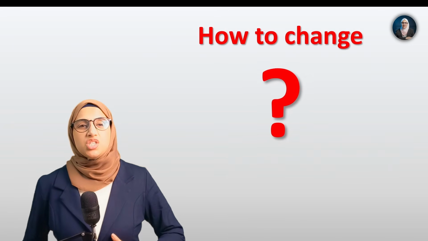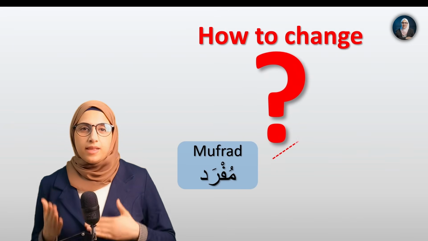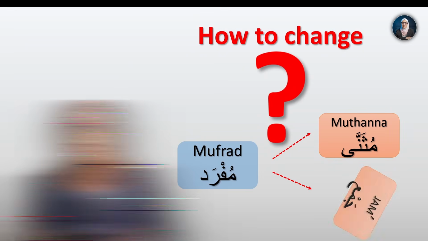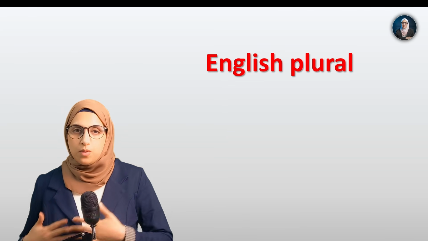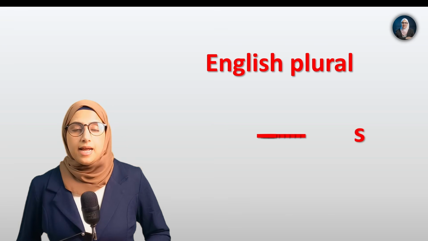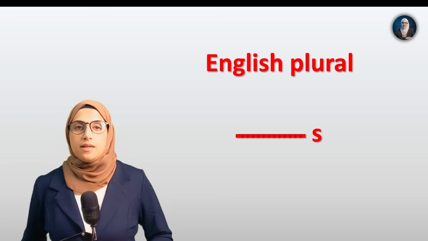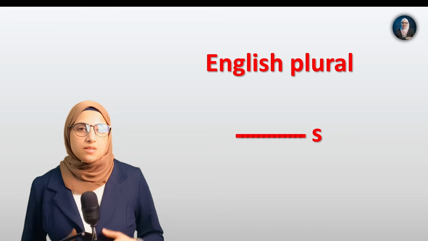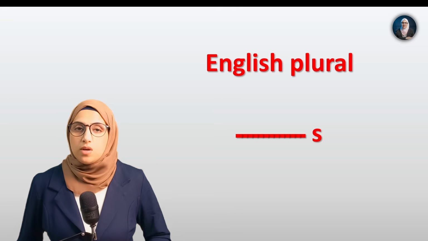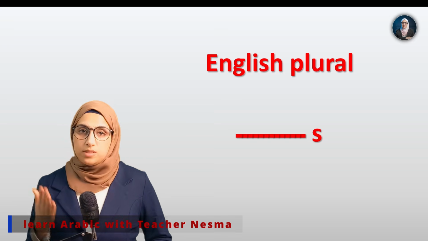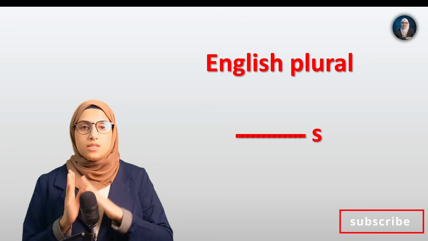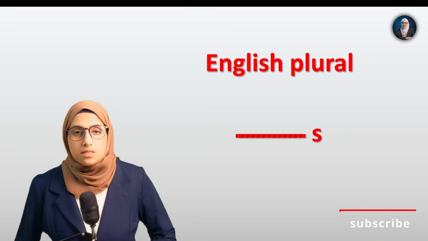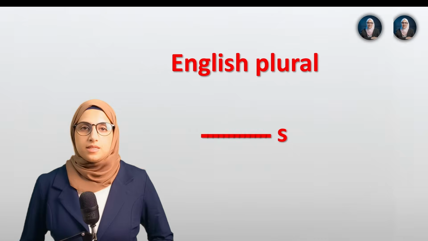But how could we change the مفرد into مثنى or جمع? In English, when you want to change a word that is singular into plural form, you simply add the suffix s at the end of the word. This is in most cases. In Arabic, we also have suffixes that we put at the end of words to show the dual, or al-muthanna, and to show al-jama'. Let's start with the muthanna suffixes.